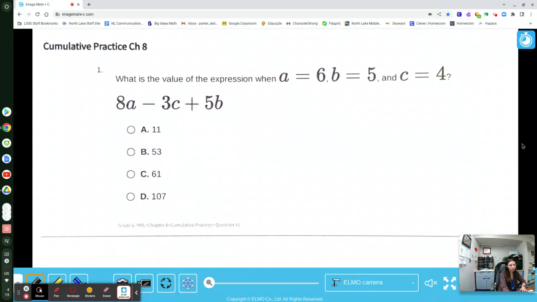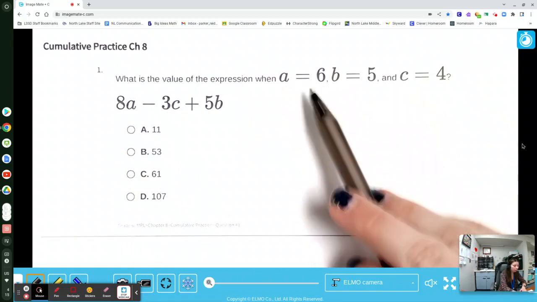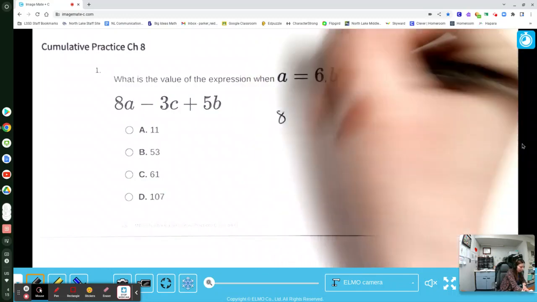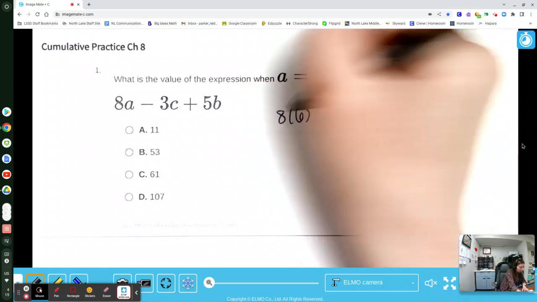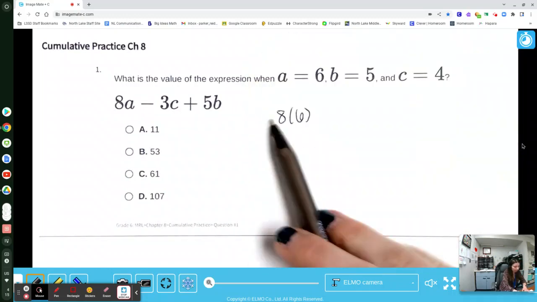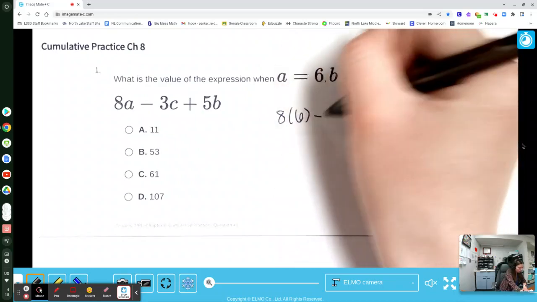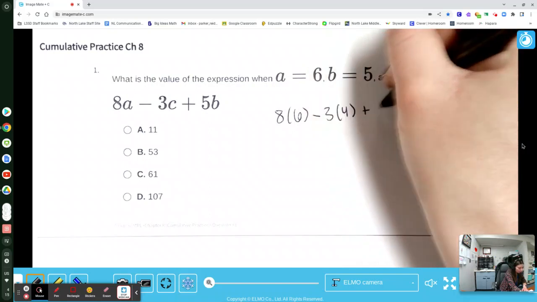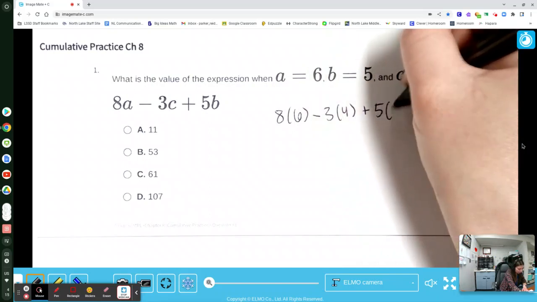So step 1 is to replace the variables a, b, and c with the values we were given, 6, 5, and 4. So instead of 8a, I'm going to write 8 times 6, because remember 8a means 8 times a. So not 86, but 8 times 6. Minus 3c, so 3 times c, 3 times 4, plus 5b, 5 times b, so 5 times 5.